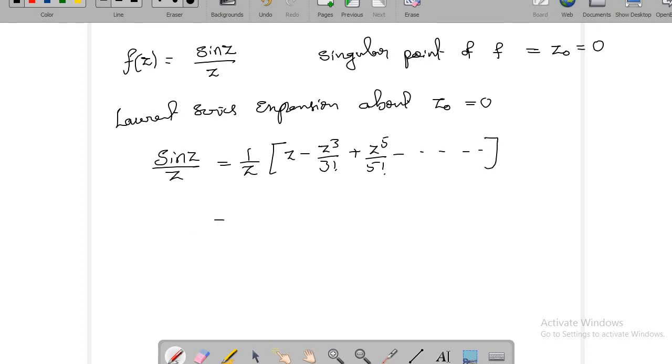Now multiply with 1 by Z, and the region of validity we need to write is 0 less than mod Z less than infinity. When you multiply, you get 1 minus Z square by 3 factorial plus Z power 4 by 5 factorial plus and so on.